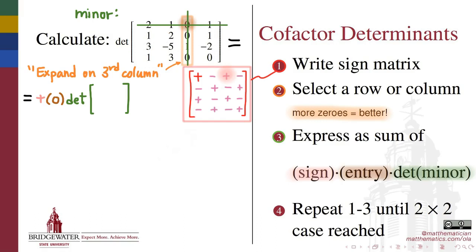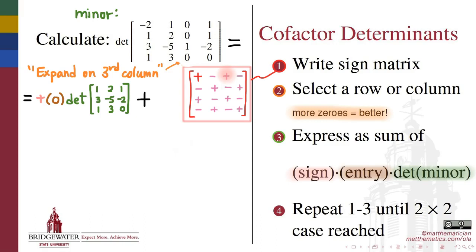And that observation is the key to why cofactor expansion actually works. It replaces every n by n determinant with a sum of n minus 1 by n minus 1 determinants, which are one row and column smaller, and we hope easier to compute. In this example, the minor that we obtain is this 3x3 matrix, and that completes the entry corresponding to that entry in the third column that I'm expanding along.